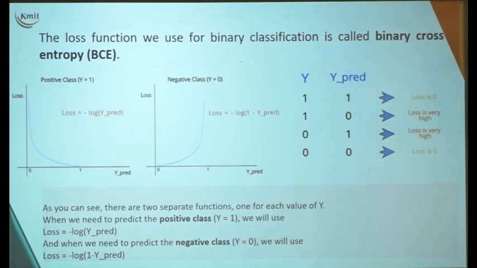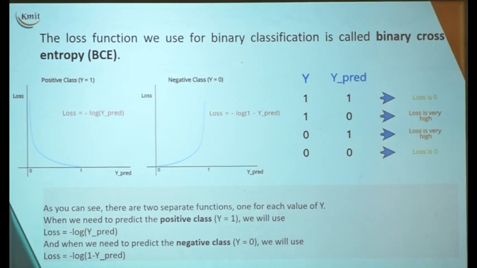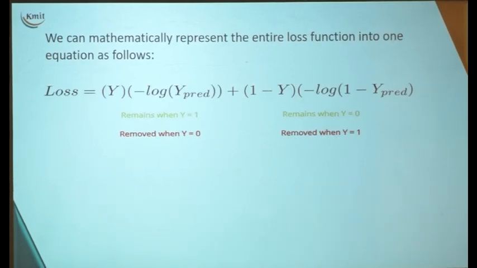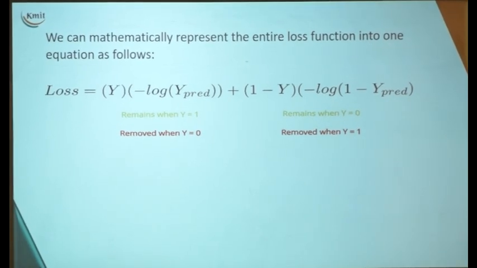Y are the actual values, that is Y test, and Y prediction are the predicted values by the model. So when I compare both, if my Y prediction and Y test are same, the loss would be 0. If Y and Y prediction are totally contrast, the loss would be high. So with this, we have this formula for calculating binary cross entropy. You can note down this formula. This would be the change that you have to incorporate in your model today.